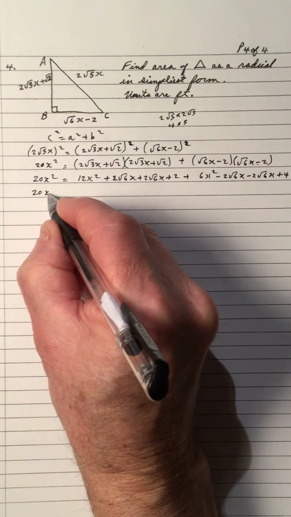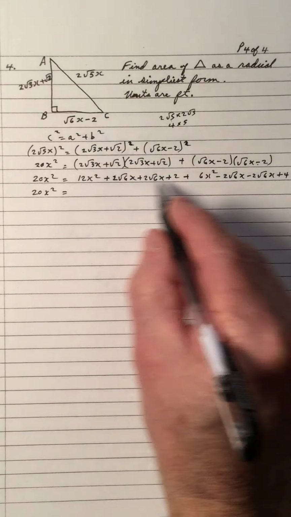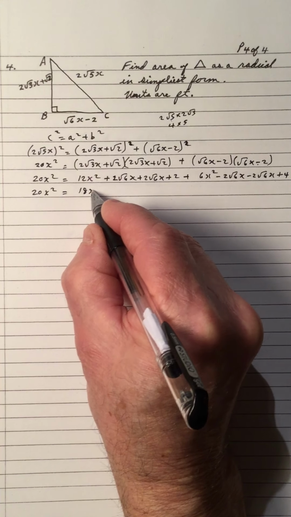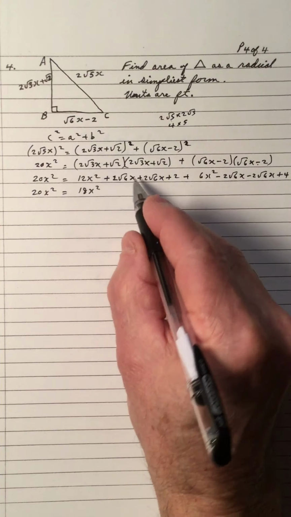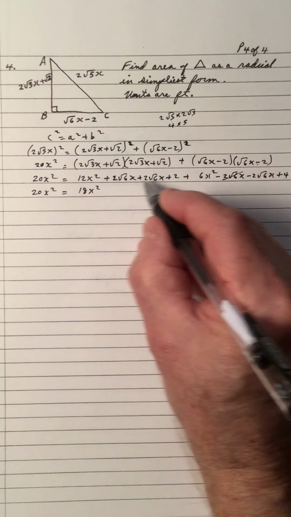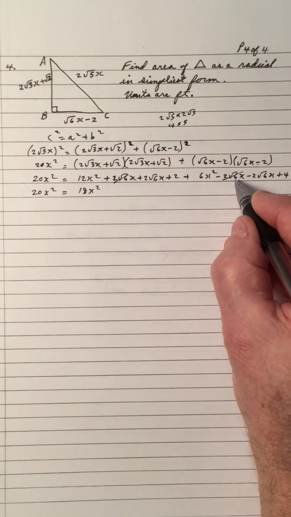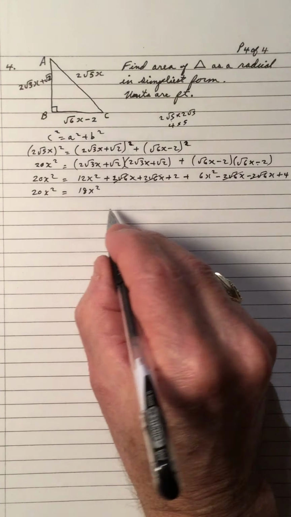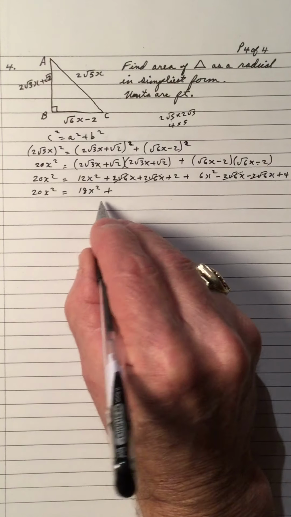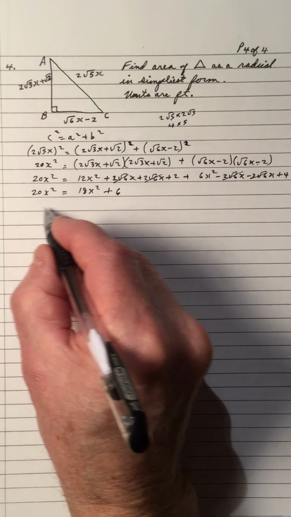And we have to simplify the left side, add up the squares. 12 and 6 is 18. Notice that this is a positive, and that's a negative. They cancel out. That's a positive and that's a negative. They cancel out. And 2 plus 4 is 6.